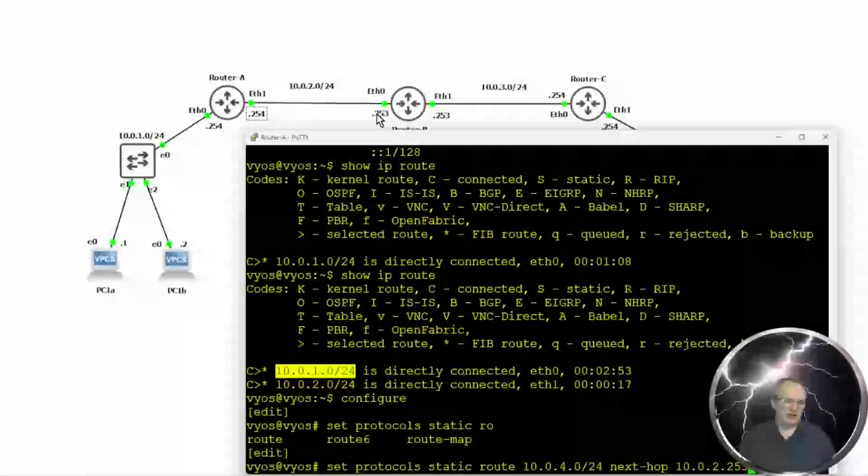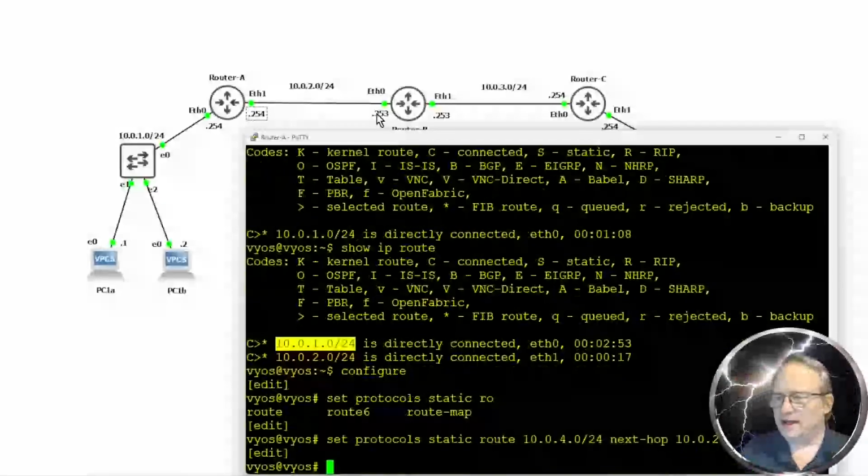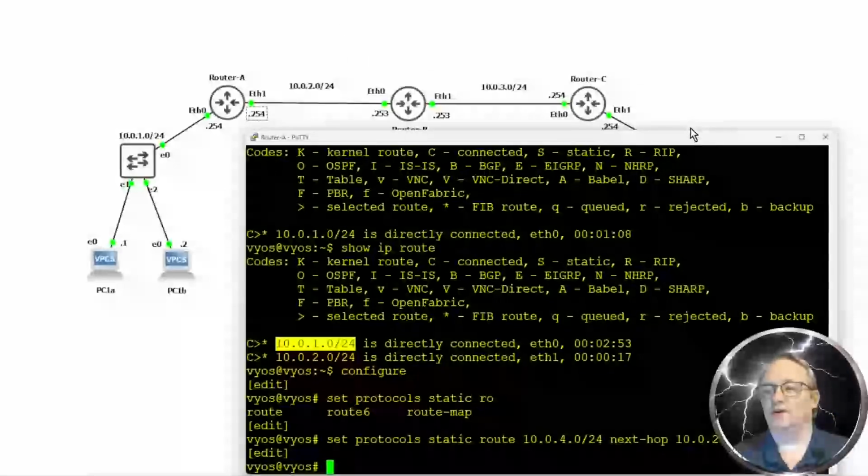Now I could just say send it out the interface Ethernet 0, but it is better to send it to an exact next hop if we can, because that way it can go get the MAC address of 10.0.2.253, router B's Ethernet 0, and store that in its ARP table so that it doesn't have to try to figure out where on the 10.0.2 network the next hop is. So I give it the next hop of 10.0.2.253. So what that means is to get to network 4, which is over here on the other side of router C, we have to send it through router B.